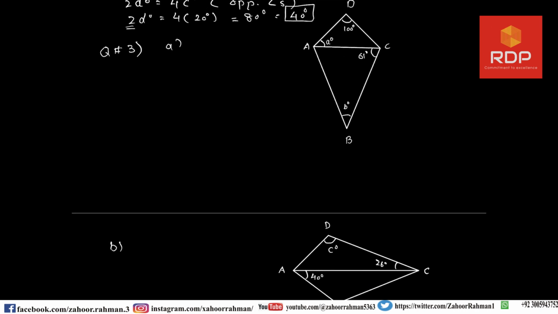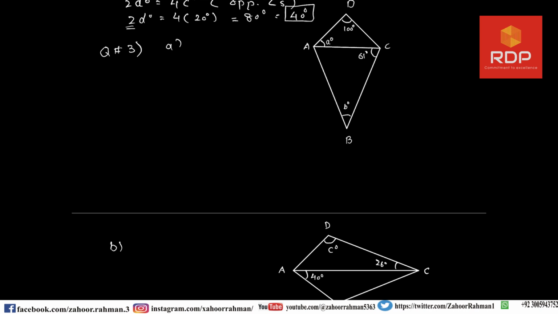Now let us turn our focus to question number 3, and question number 3 is on kite, and this is the last question of basic level question. So let us conclude that as well. Keeping in mind the properties of kites, we have to deal with it. There are two angles given to us, that is 61 degree and 100 degrees. We have to find the value of A degree and B degree. So let's start with it.